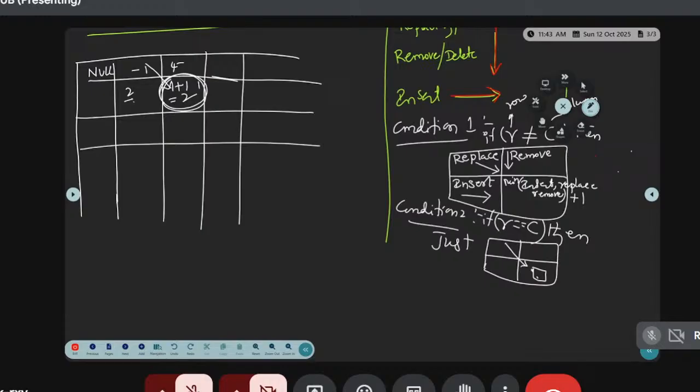Consider a string S1 is equals to A D C E G, and convert it into string 2, that is S2 is equals to A B C F G. We need to convert string 1 into string 2.